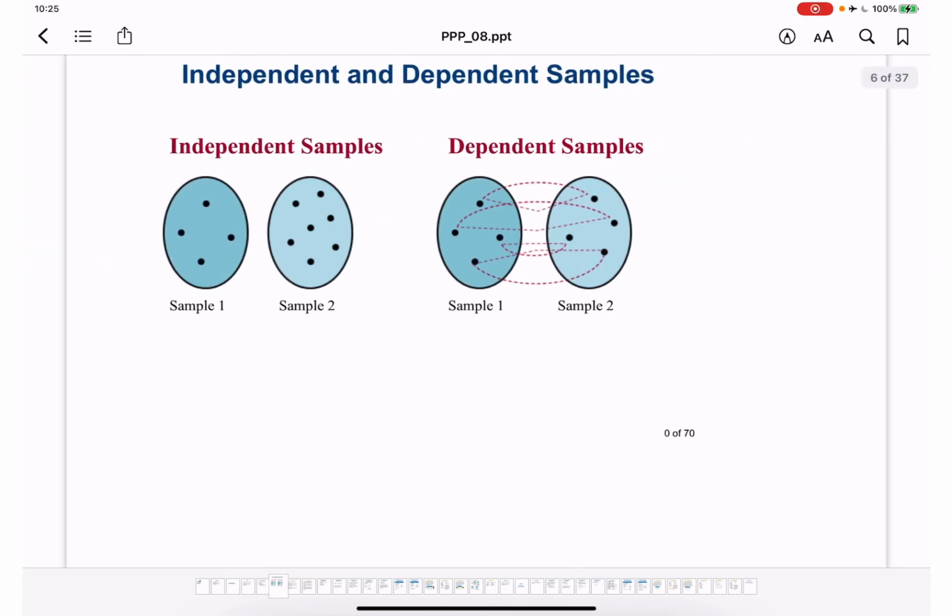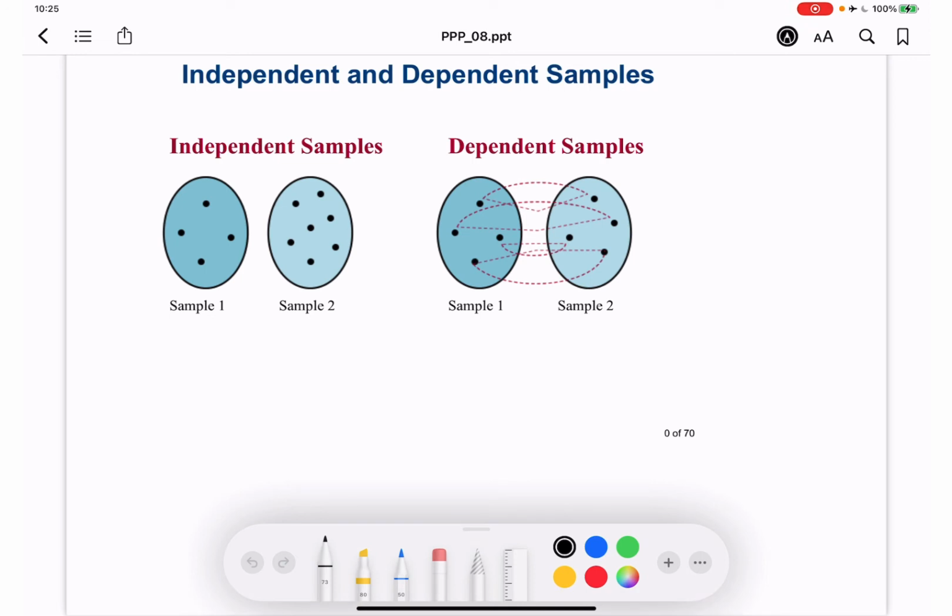We're going to work with independent. So here is just visually showing independent. This is the independent one, which is going to be our focus.